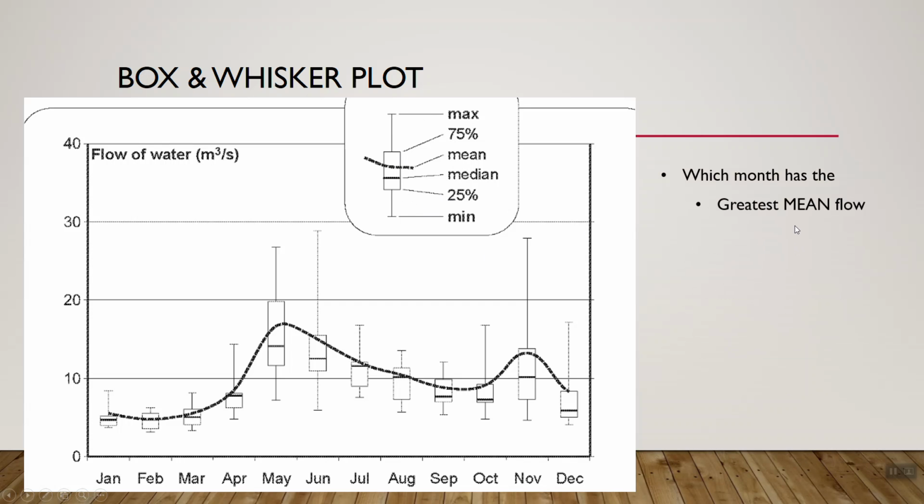Which month has the greatest mean flow? So the mean is the dotted curve, so we're looking for the greatest. So where is that at its maximum? And you can see it's at its maximum there, which is in May.